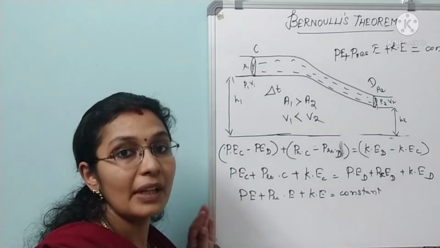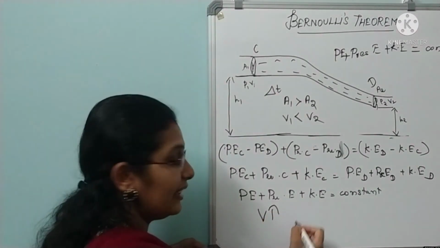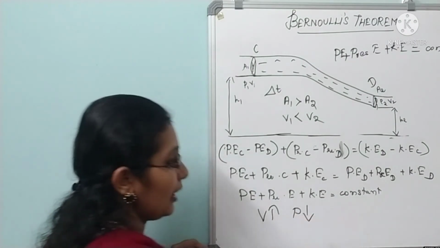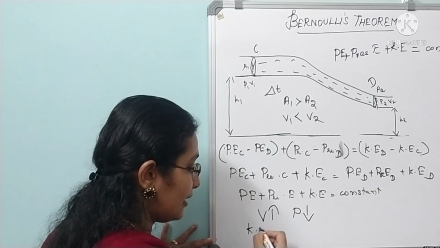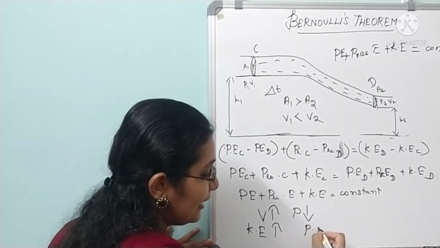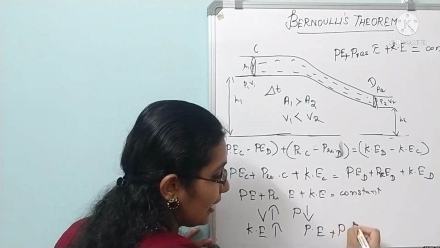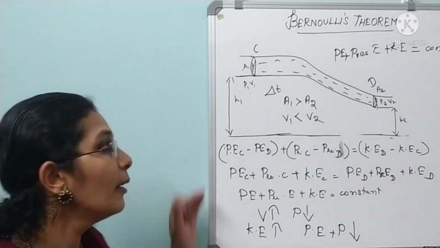So from this you can conclude that an increase in velocity occurs simultaneously with a decrease in pressure. How, you might ask? Here velocity you can consider as kinetic energy. So here kinetic energy increases while potential energy decreases along with pressure. Hence, Bernoulli's principle is proved mathematically. Clear? Now, I hope you are all clear with Bernoulli's principle and how he proved it.